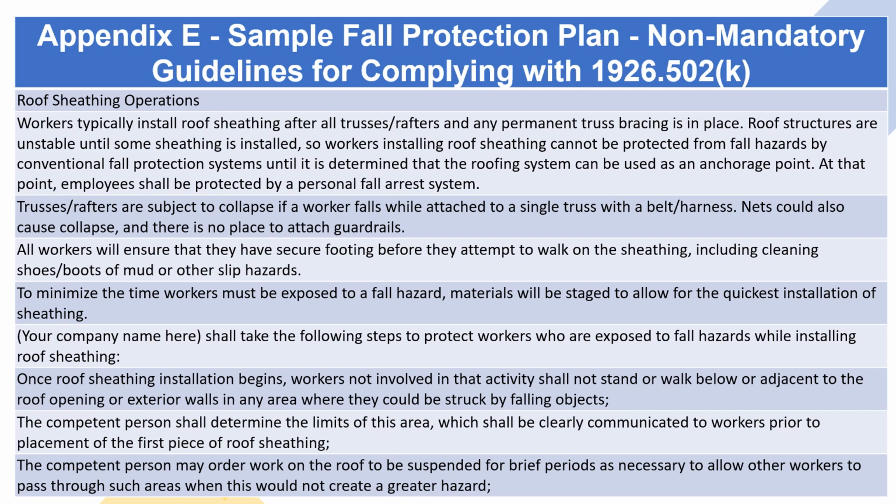Once roof sheathing installation begins, workers not involved in that activity shall not stand or walk below or adjacent to the roof opening or exterior walls in any area where they could be struck by falling objects. The competent person shall determine the limits of this area, which shall be clearly communicated to workers prior to placement of the first piece of roof sheathing. The competent person may order work on the roof to be suspended for brief periods as necessary to allow other workers to pass through such areas when this would not create a greater hazard.